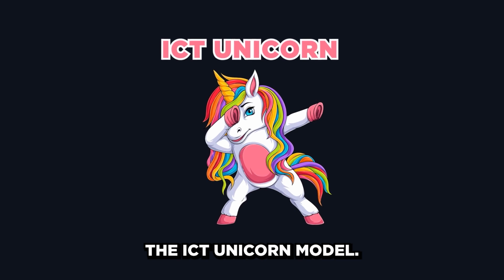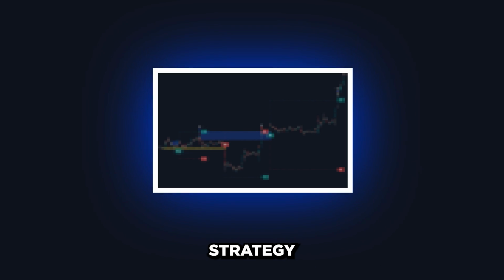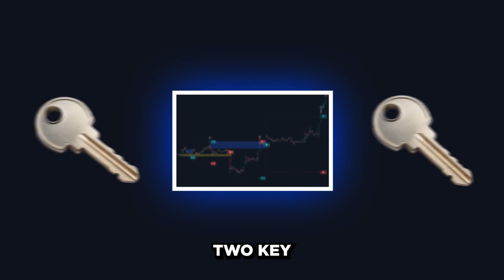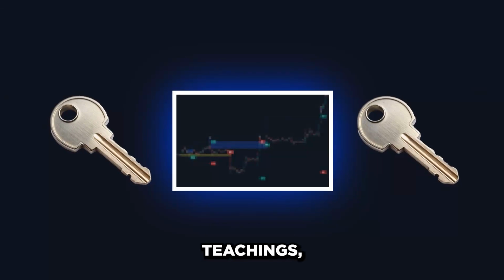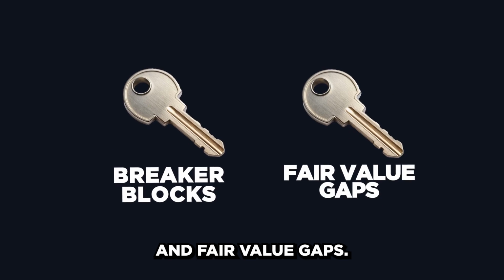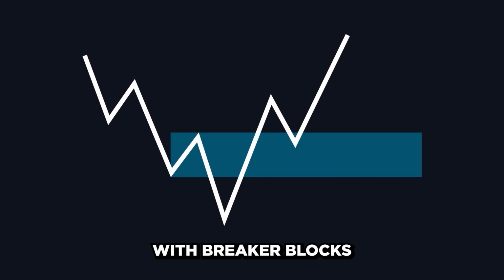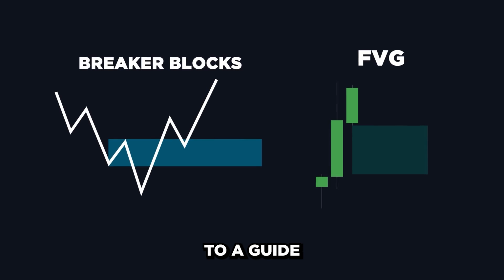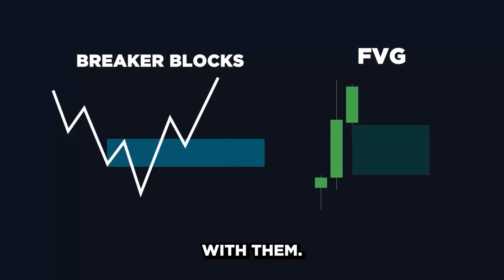The ICT Unicorn Model. This is a trading strategy using concepts by the Inner Circle Trader, better known as ICT. This trading strategy combines two key concepts from ICT's teachings: breaker blocks and fair value gaps. If you're not familiar with breaker blocks or fair value gaps, I will leave a link in the description to a guide that explains how to find them and trade with them.